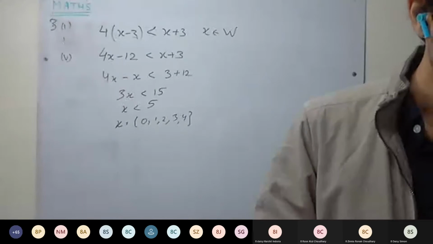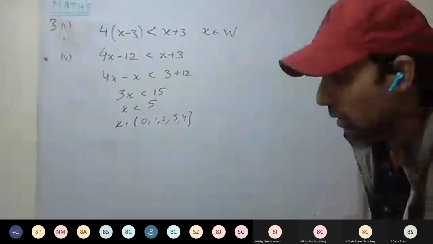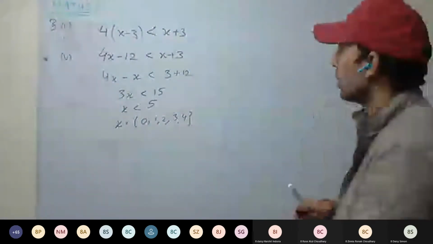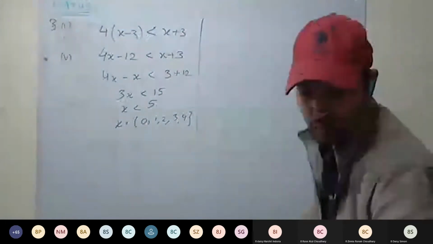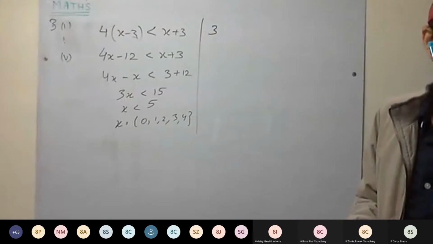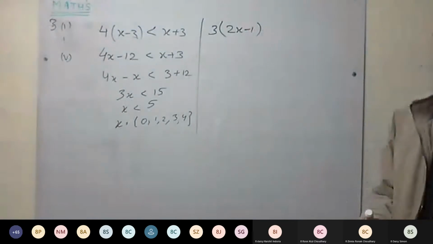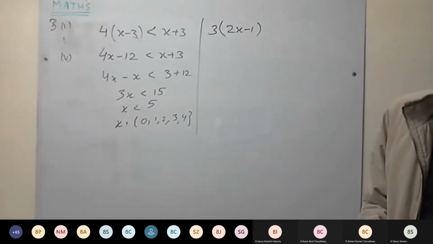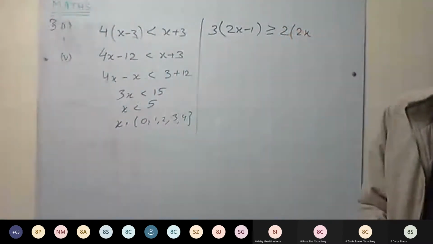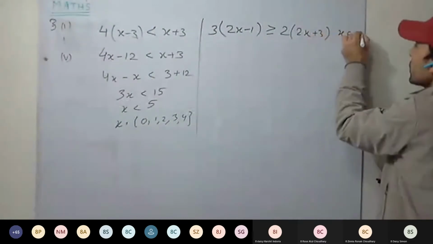Now third, how to solve third? Third, 3 into 2x minus 1 greater than equal to 2x plus 1 into 3. And x belongs to integers.